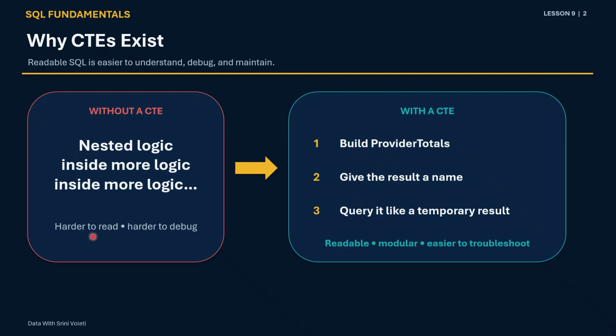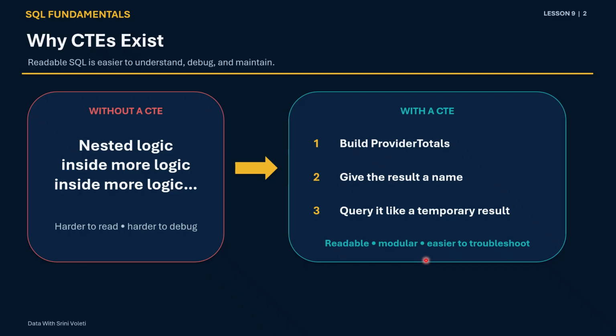That cognitive load grows quickly. Now look at the right side. With a CTE, we can take an important intermediate result and give it a business-friendly name. For example, step 1, build provider totals. Step 2, give that result the name provider totals. Step 3, query provider totals in the statement that follows. That name becomes documentation inside the SQL. If I see a CTE called provider totals, I already have a strong clue about what the result represents.